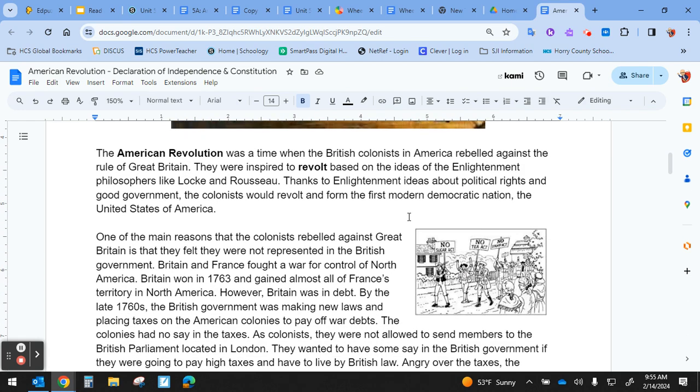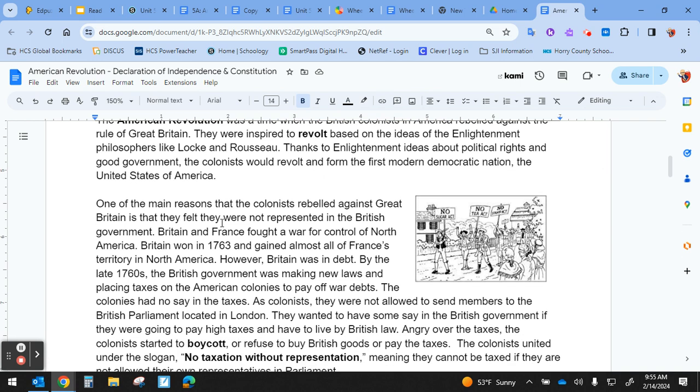The American Revolution was a time when the British colonists in America rebelled against the rule of Great Britain. They were inspired to revolt based on the ideas of the Enlightenment philosophers like John Locke and Jean Jacques Rousseau. Thanks to Enlightenment ideas about political rights and good government, the colonists would revolt and form the first modern democratic nation, the United States of America.